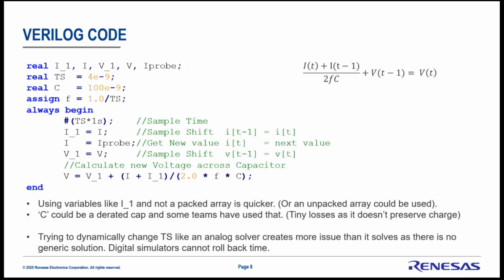There are things you could do. You could try dynamically changing the time scale, like analog solvers. But again, you're not trying to replicate an analog solver. What you're trying to replicate is what does a cap look like? And you're trying to model the effects in a digital sim to catch verification errors, such as, you know, does the comparator trip? You're not trying to model noise and all the rest. That's for AMS.